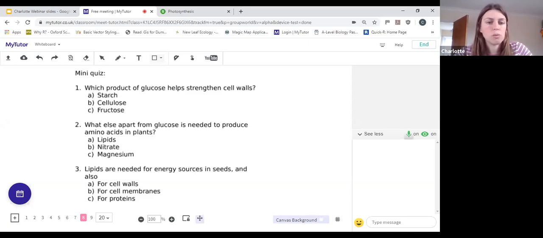Okay, question 2. What else apart from glucose is needed to produce amino acids in plants? So A is lipids, B is nitrates, or C is magnesium. Type A, B or C in the chat. Again, well done those so far. Nice. Okay, quite a few there. Yes, it is nitrate. Well done. So nitrate's needed from the soil and then glucose from photosynthesis, and they can come together to make those amino acids. And finally, question 3.